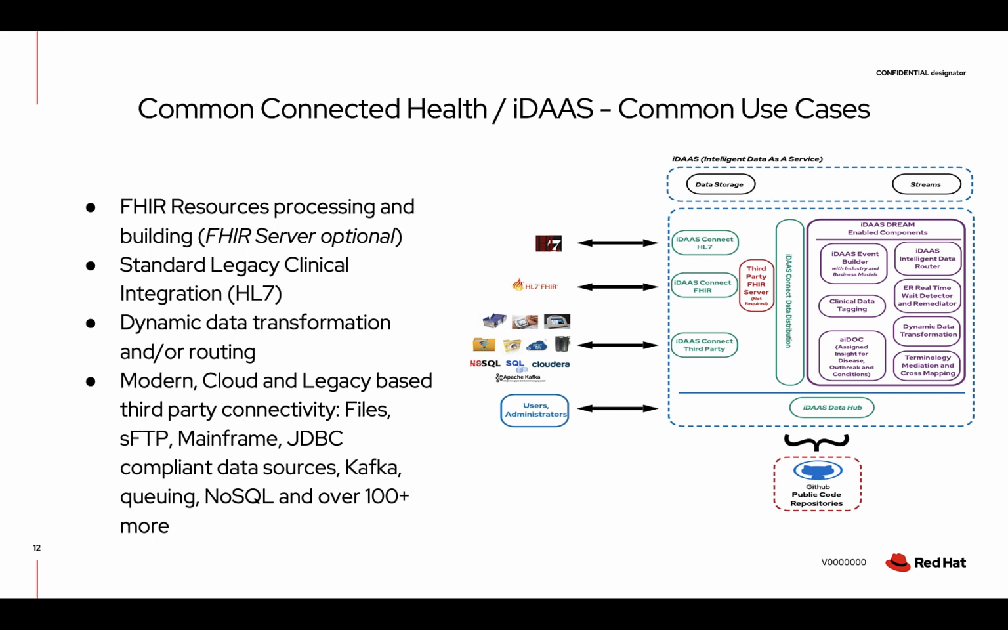Another very common thing is that data transformation and/or routing service that we have talked about a lot. That is where I want to take something like maybe a CSV file because I have physicians' information that exists in a database that's a JDBC compliant database. So I could use IDaaS Connect third party to connect to that and then stream and route that into something to go build FHIR messages for it.